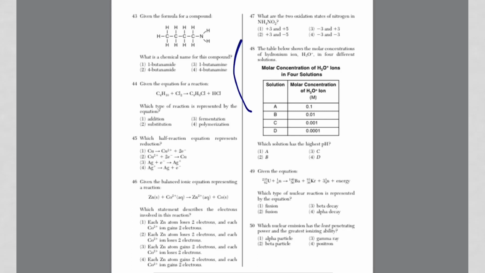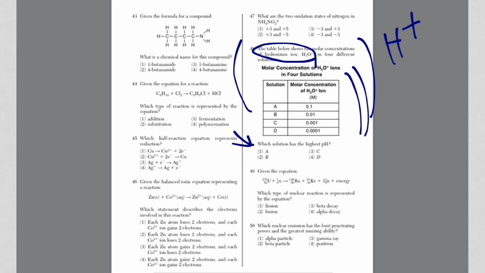For question 48, it's talking about the hydronium ion, which is H3O+, but remember that that also is equivalent to H+ and water. So we have a table here, right? And what do I have? I have 4 solutions, and the concentration of this hydronium ion is decreasing from A to D. So it's asking which solution has the highest pH.